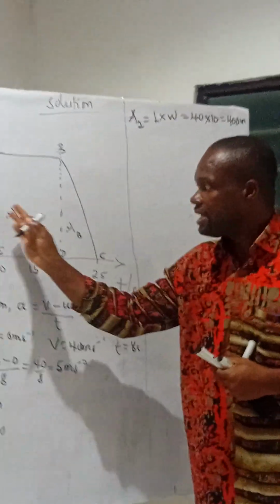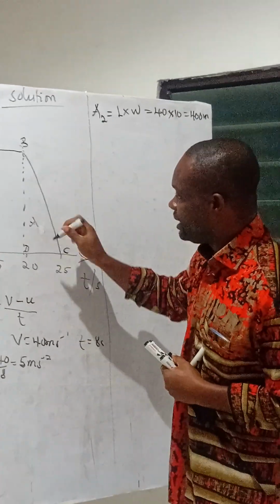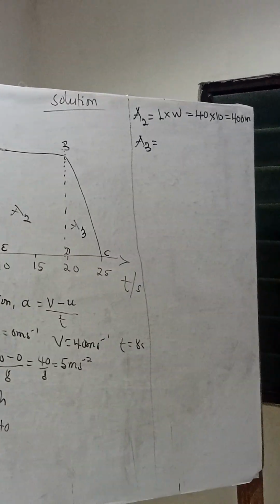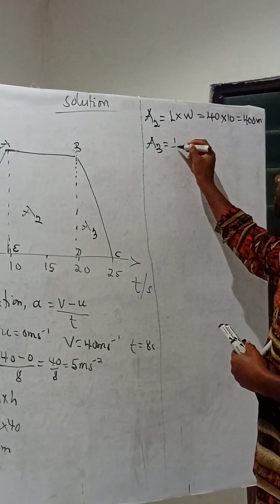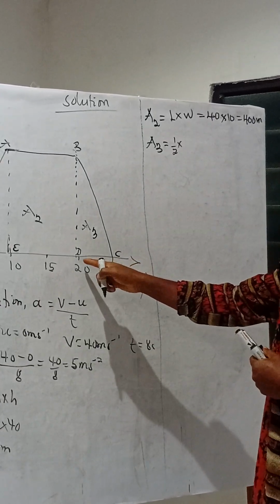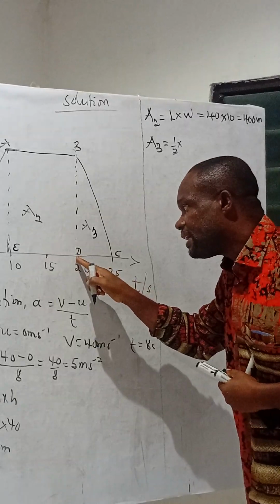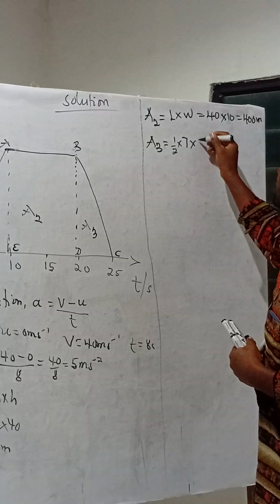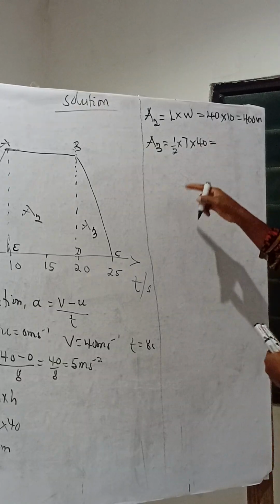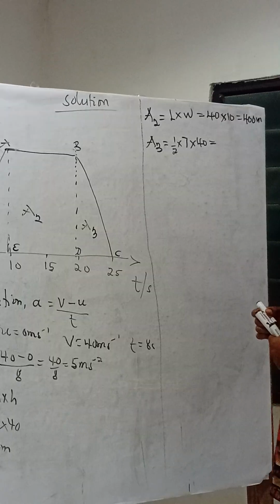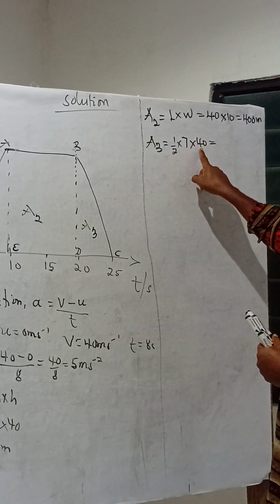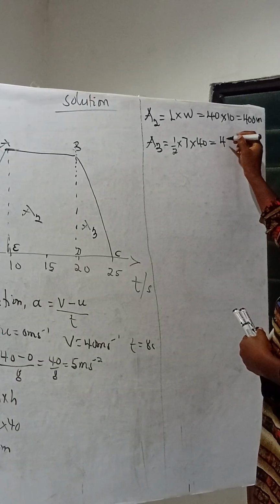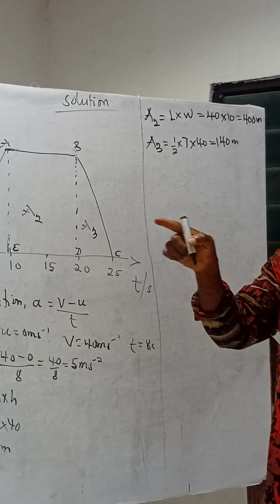That is area 2. Then let's look at A3, area 3. Area 3 is going to be half times the base, and the base is from this side, which is 18 to 25. That is 7 times still the height, which is 40. Half times 40 is 20. 20 times 7 is 140. 140 meters.